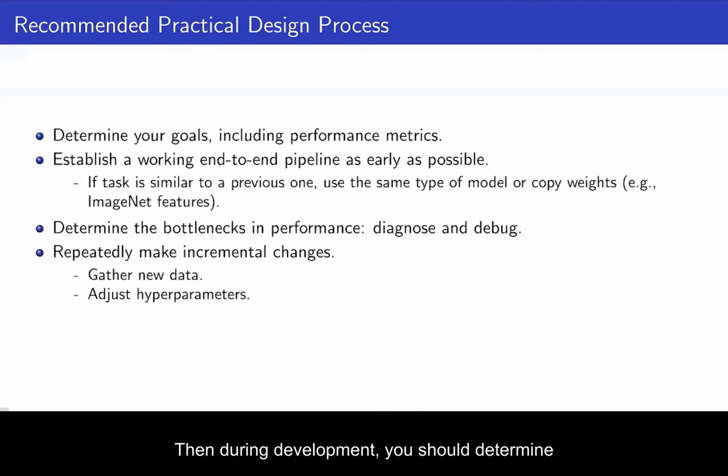Then during development, you should determine what the bottleneck in the performance is. And you can do this by analyzing the training error, the validation error, and if you're overfitting or underfitting on this data. So you should see if you can get more diverse training data in case you find that your network is overfitting and so on. And you should also optimize the hyperparameters of your network when you do this.